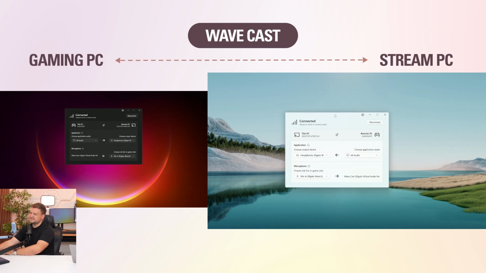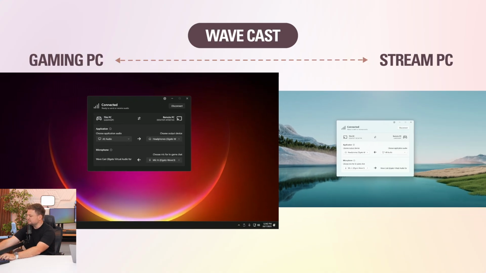What happens is now both Wavecast on the gaming PC and the streaming PC are talking to each other. And now audio is coming over from the gaming PC to the streaming PC over here, right? You can see that. And the audio from this PC, the microphone here, Wave 3, is being sent over to the streaming PC. And you can then select that in an app like, say, Discord as your input.